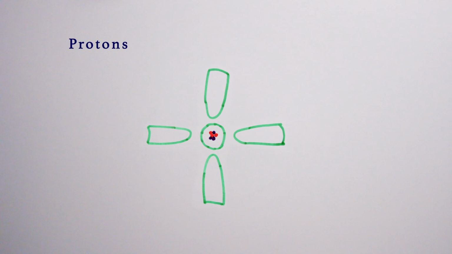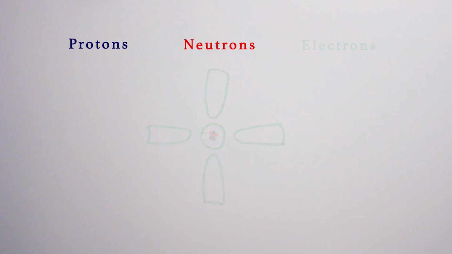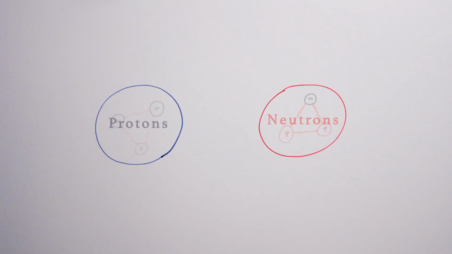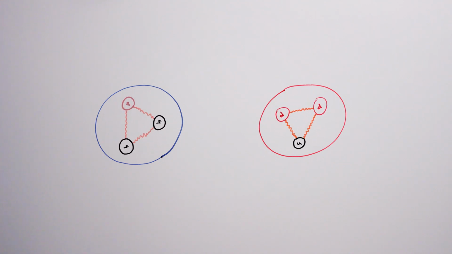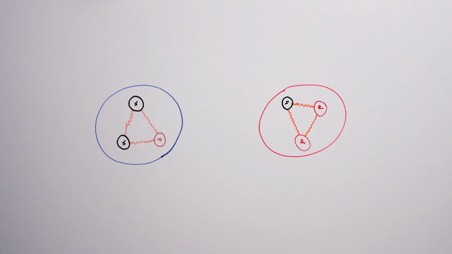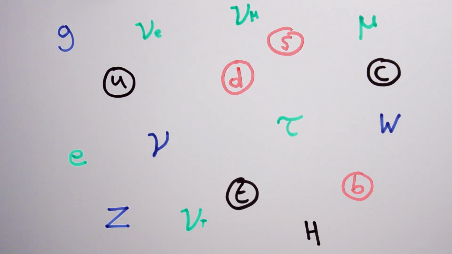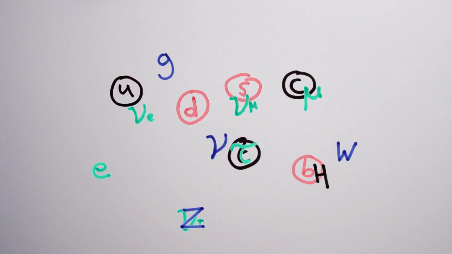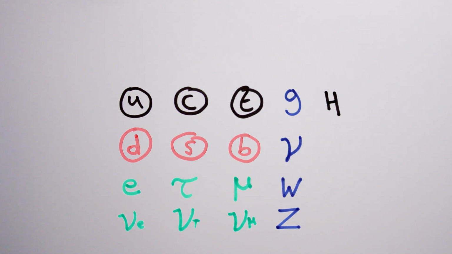Atoms are made up of protons, neutrons, and electrons. The protons and neutrons are in turn made up of quarks. Quarks cannot be broken down any further, so we call them fundamental particles. These are the fundamental particles that make up everything we know. Here they are, neatly arranged in a table.